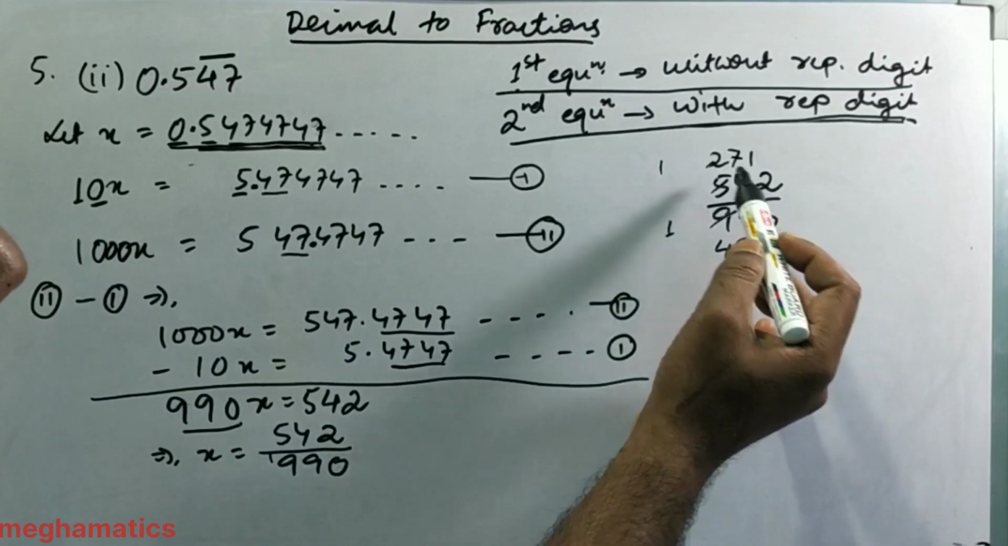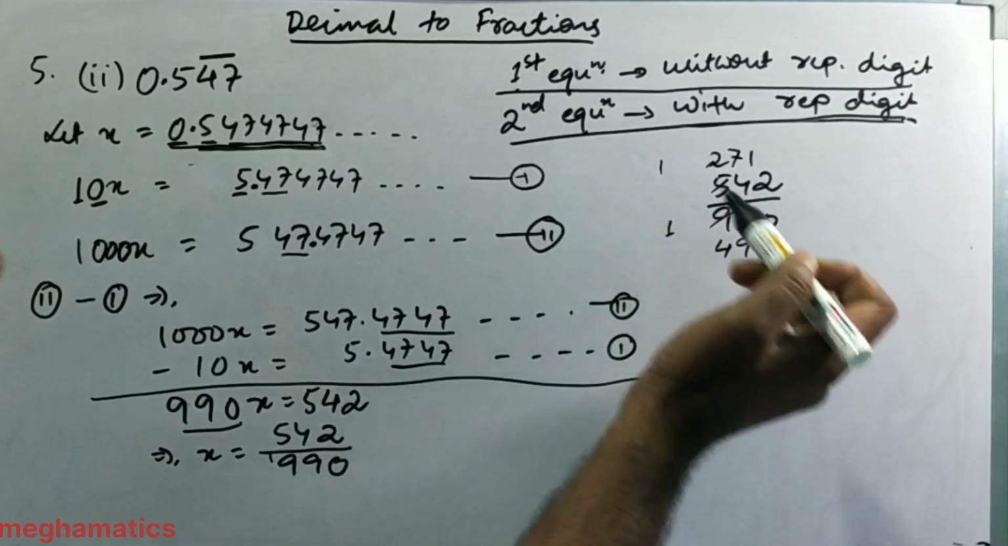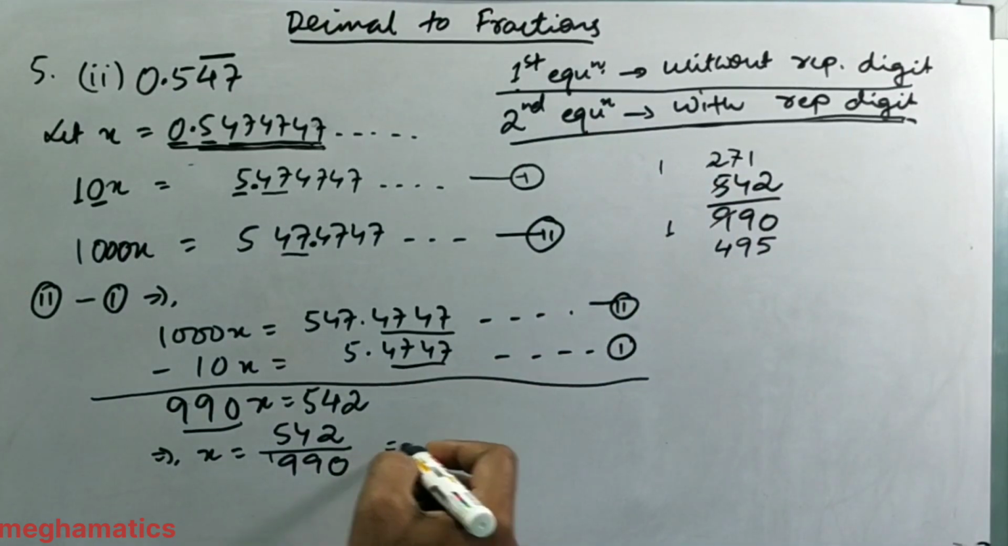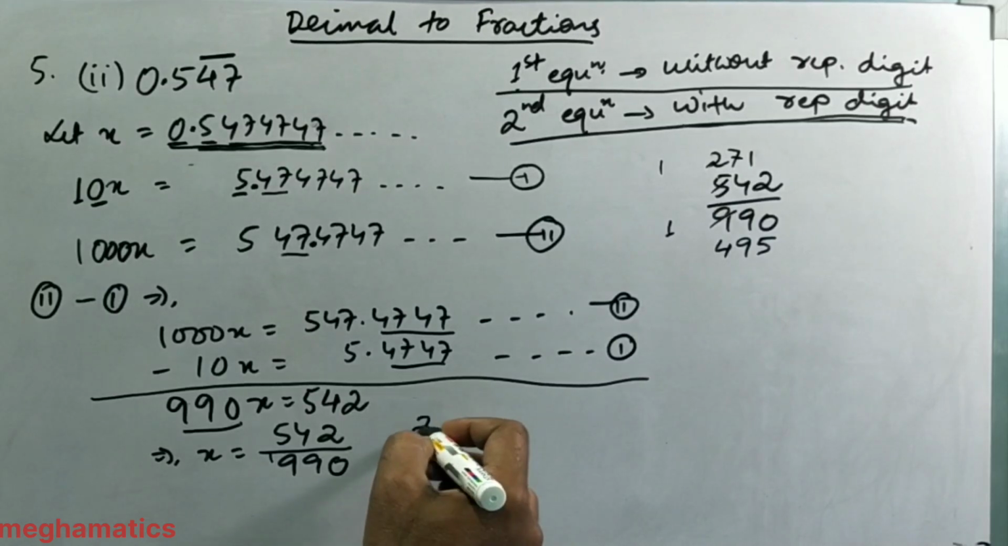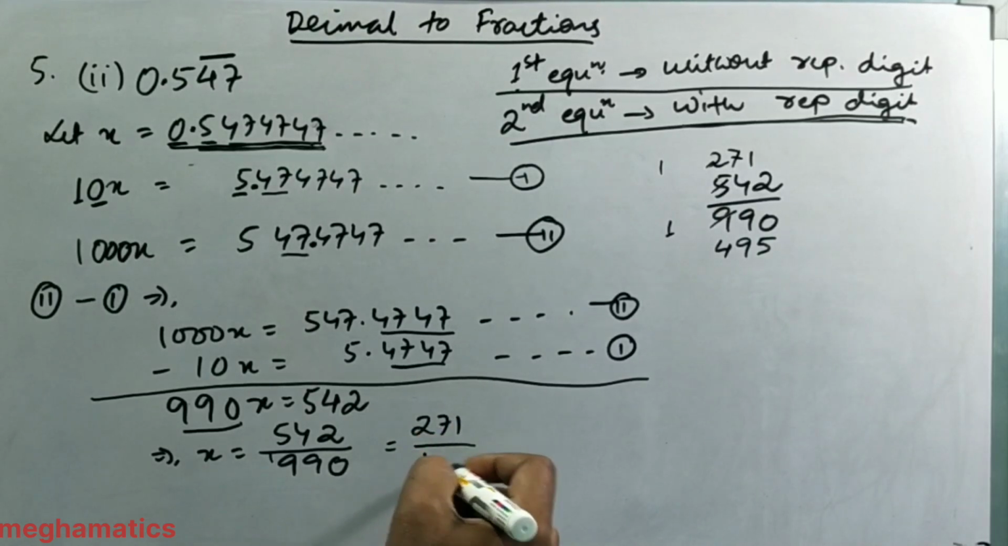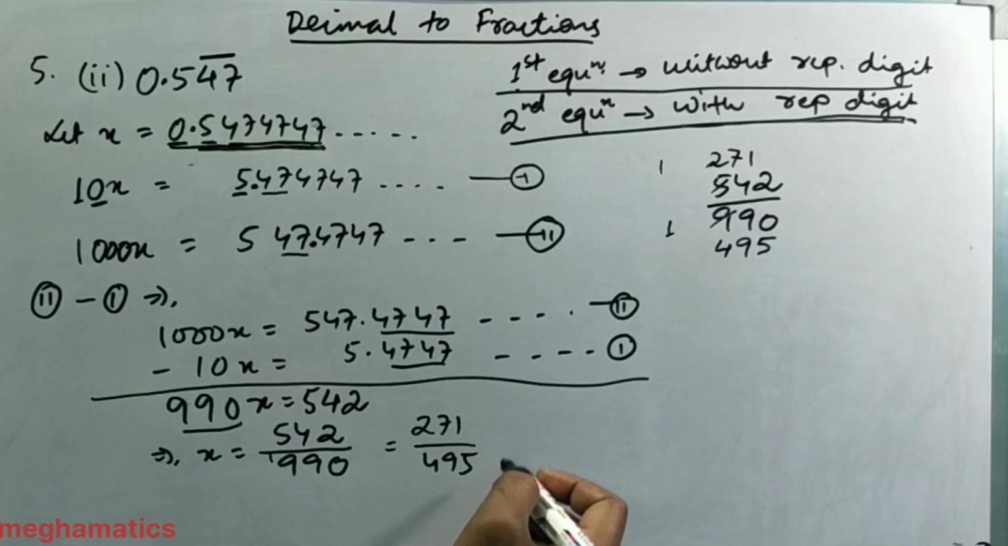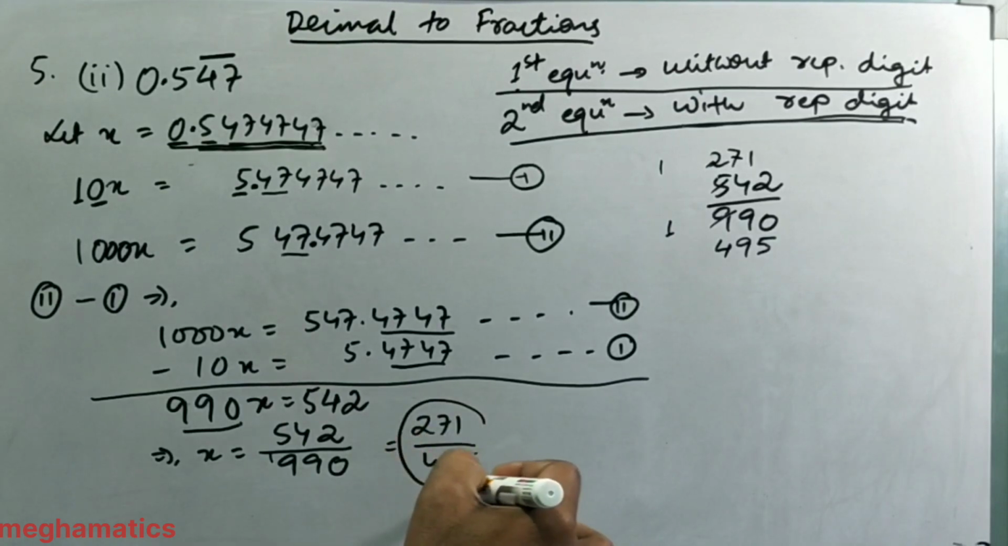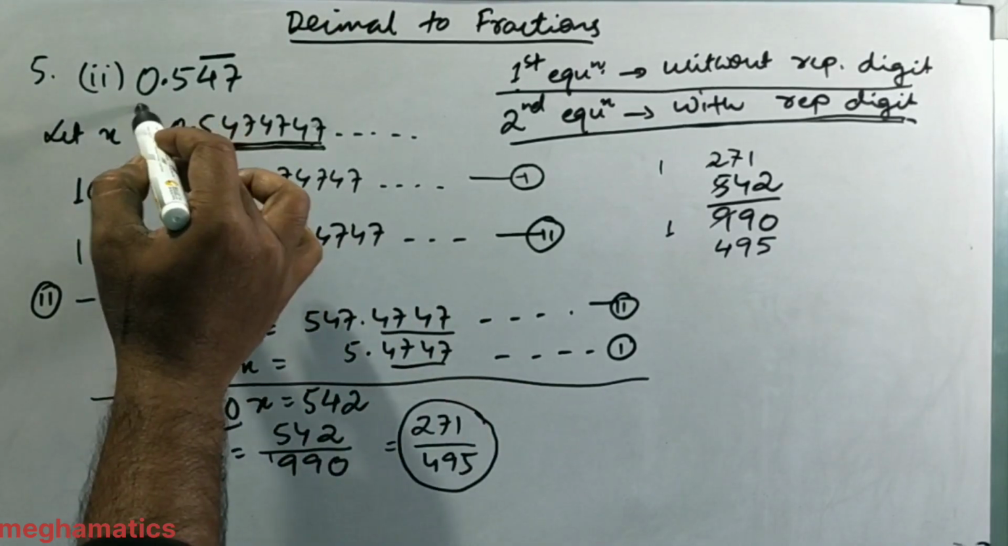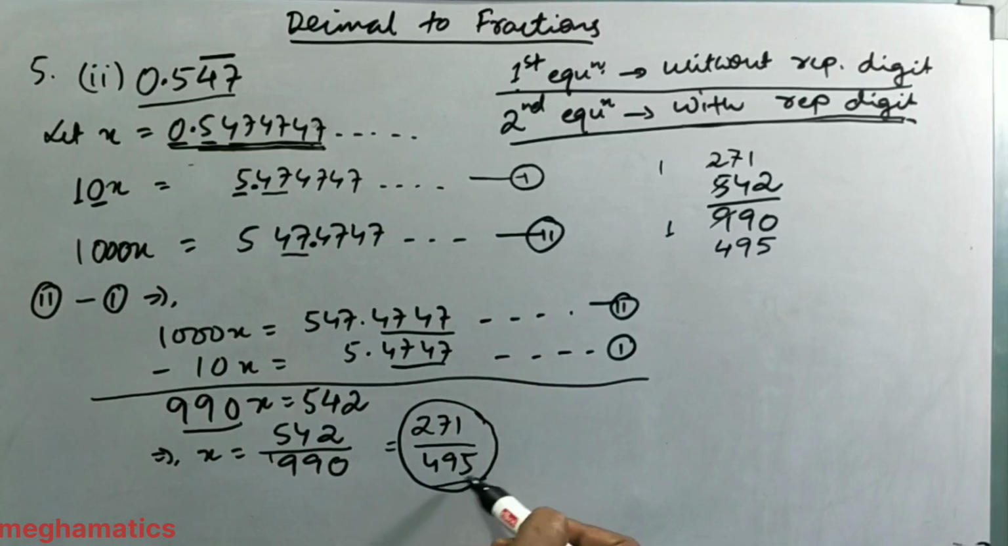Now if we see this, it is 271 by 495. So this is the fraction which, if we convert from this decimal, we will get: 271 by 495. So this is the way this kind of question can be solved.